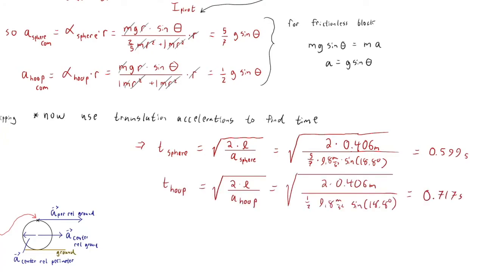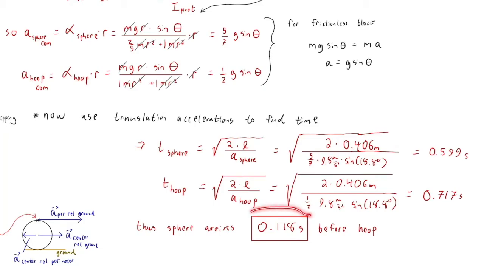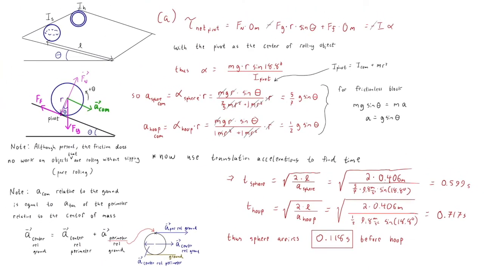Okay, for the hoop, it's 0.717. Not a big difference, but definitely slower. Right? Not a big difference for a couple of reasons, mainly because this isn't that long of a ramp. Okay? All right, so that means that the sphere arrives almost 0.2 of a second. Well, actually, no, just over 0.1 of a second before the hoop. 0.118 seconds before the hoop, which is just the difference between these two numbers. All right, so there you have it. Finding the time for them to arrive.